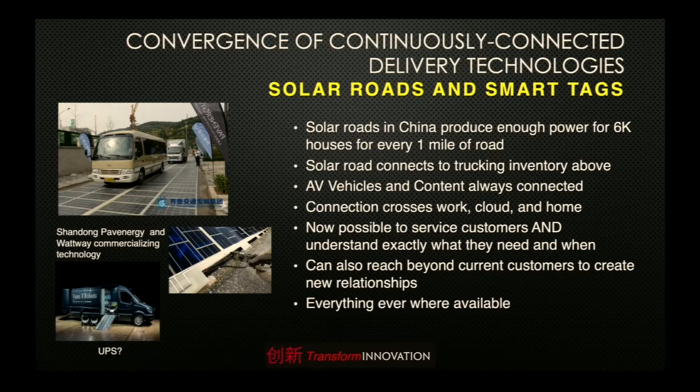This is in China, and it's part of the development project that the government is undertaking to essentially build an extensive solar road that will allow people to power their homes and businesses, so that every mile of road that you build, you get roughly 6,000-7,000 homes that can be powered with electricity off the grid. But Dr. Chang has a different idea about this.